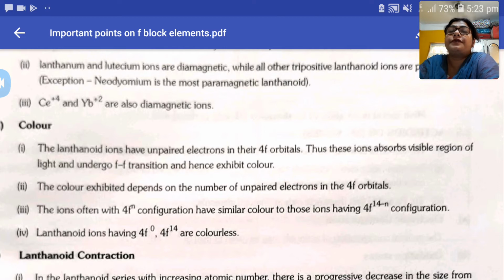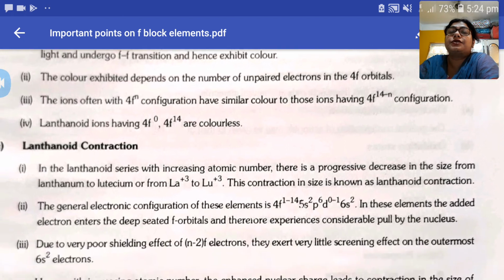The ions often with 4fn configuration have similar color to those having 4f14-n configuration. Now lanthanide ions having 4f0, that means there is no electron in the f orbital, and 4f14, that is the f orbital is completely filled, will be colorless. Okay. Then lanthanide contraction we will see.